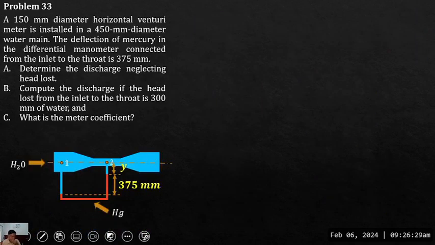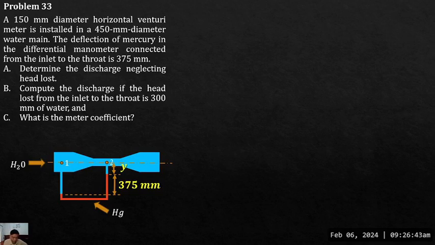Okay, so let's try to solve problem 33. A 150 mm diameter horizontal Venturi meter is installed in a 450 mm diameter water main. The deflection of mercury in the differential manometer connected from the inlet to the throat is 375 mm. So, 3 questions. First, determine the discharge, neglecting head loss.